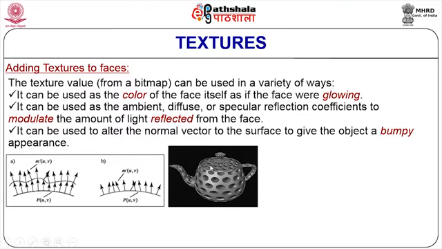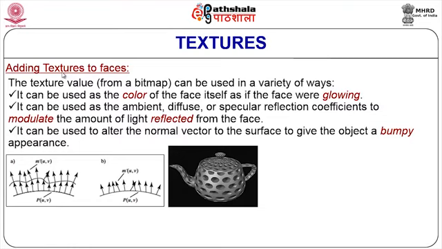So how do we create such a surface? We can use the bitmap or the texture space, and we can try to perturb the normal vectors of the surface of the object, perturbing the normal vectors according to the texture values or the intensity values in the texture space. So that is where we can modulate.